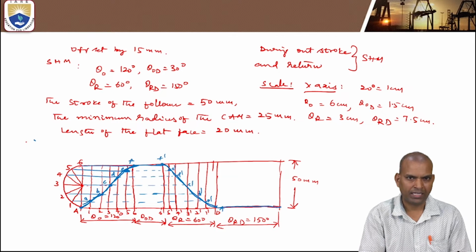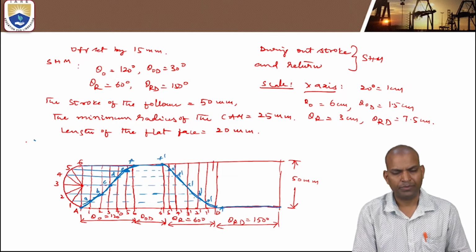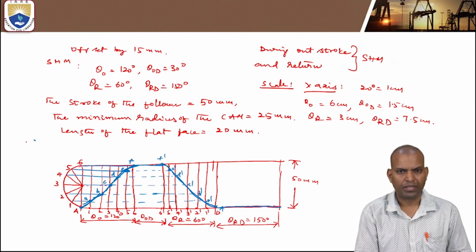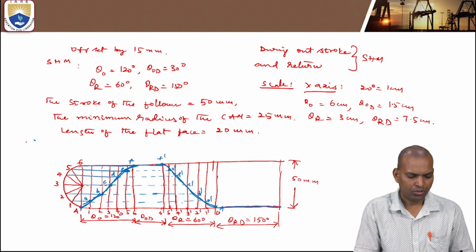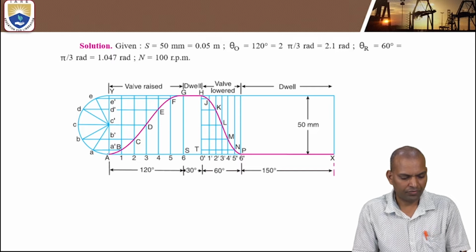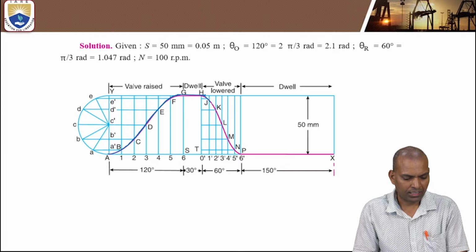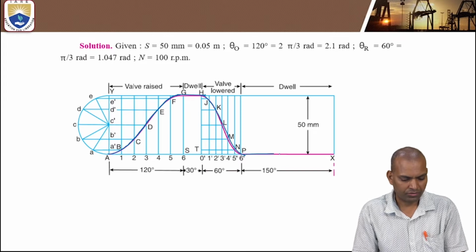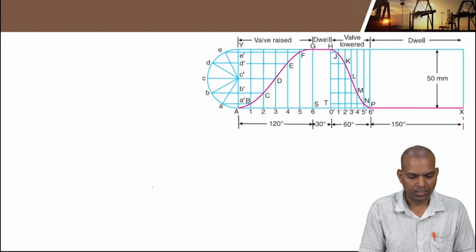Then for the remaining angle of 150 degrees, it remains in dwell. There is no motion even though the cam may be rotating. So this is the SHM motion, and this is how it looks with simple harmonic motion. This is the curve. This is the angle of rise, the outstroke angle, and again the return stroke. This is the curve of the simple harmonic motion.